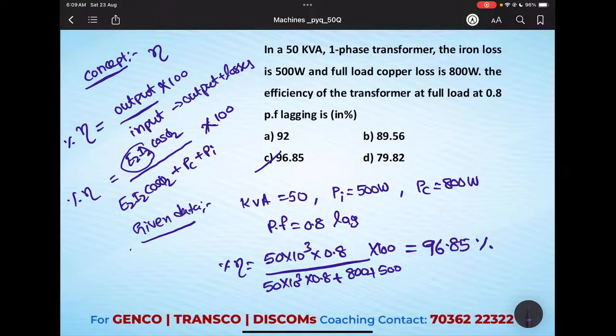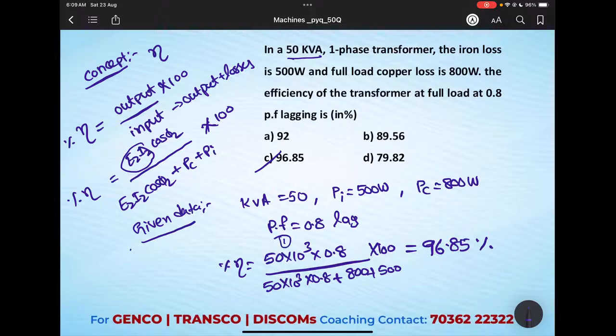Okay, is it clear? Hopefully, it is clear for all. In this question, where do we need to be more focused? By looking at the question it is very simple, but the given kVA is 50 kVA, and our formula is E into I, that means voltage into current. So we need to convert this 50 kVA into VA, that means 50 into 10 cube. This is the first thing we need to focus on.